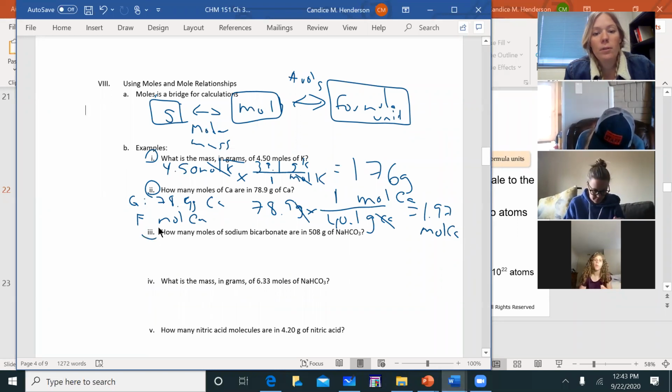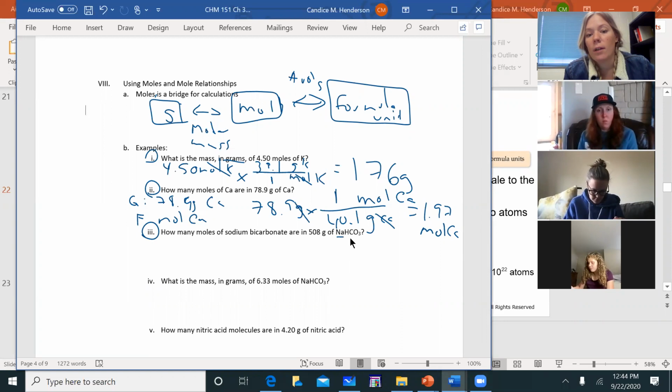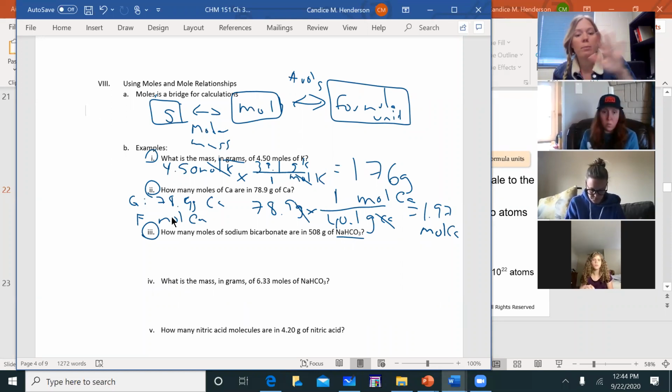I want you to do number 3. The only difference with number 3 than the first two is that this is a compound, okay? So you're gonna have to do a little extra legwork on your molar mass. So go ahead and try and set that one up using dimensional analysis. I think when we put it in dimensional analysis, it is the cleanest way. It's the best way to get the right answer every single time.